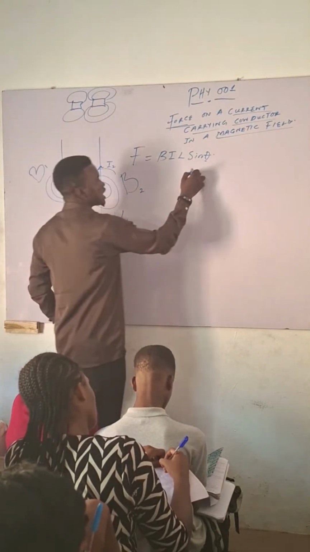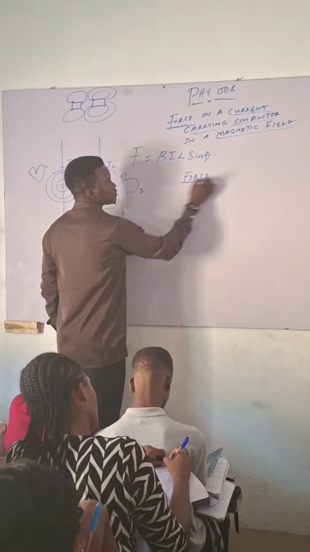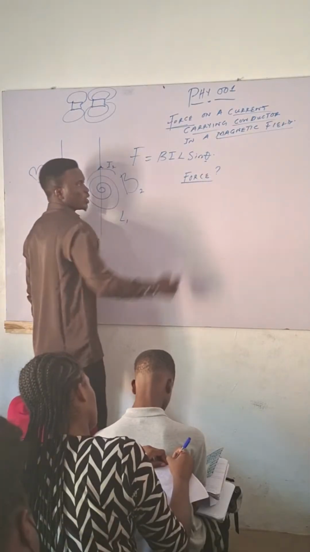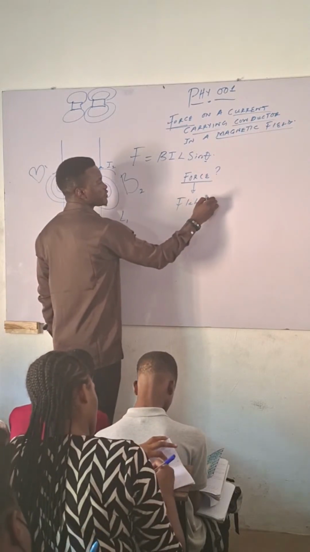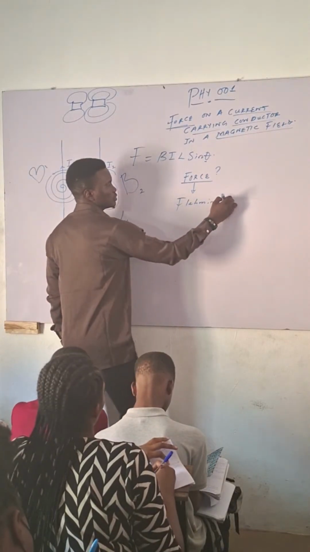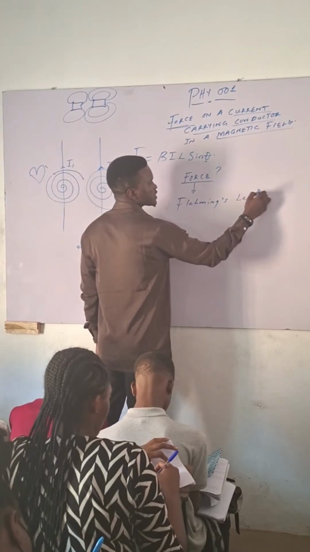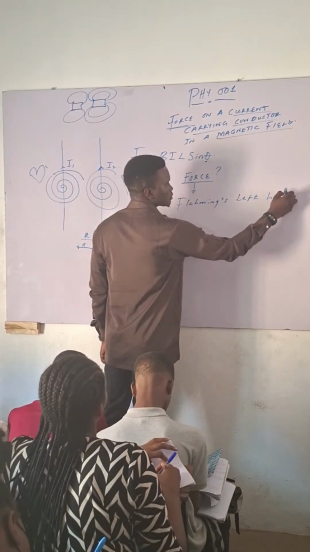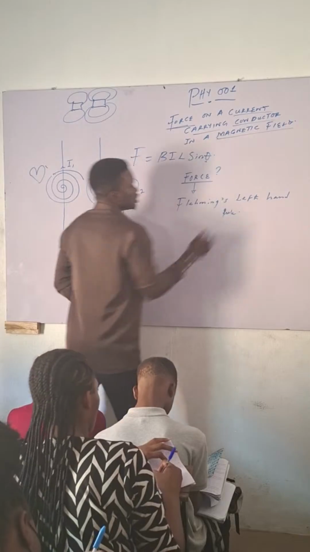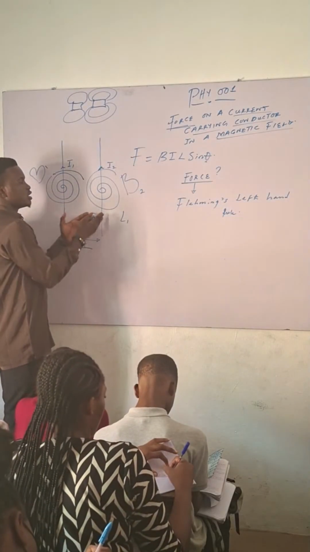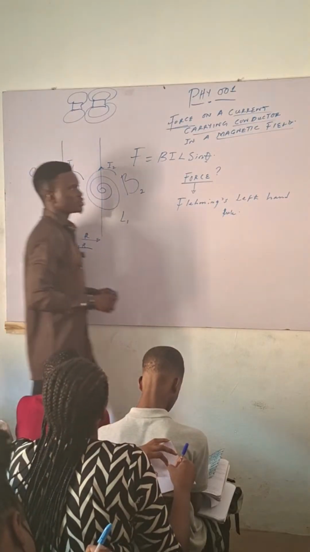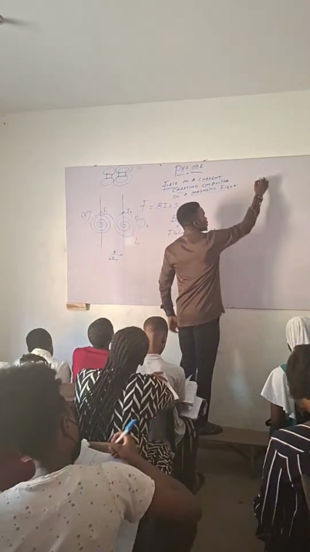So how is that force analyzed? How do you know that force? The force is going to be determined by what we call Fleming's left-hand rule. Fleming's left-hand rule. So this wire is already in the field of this wire now. Then what force will it experience? So let's look at the analysis.